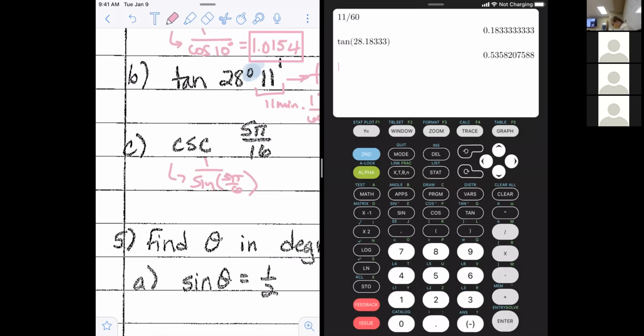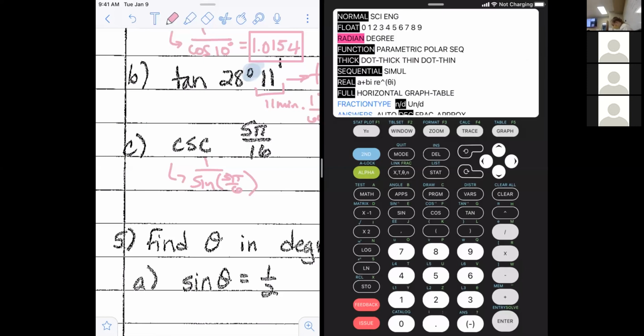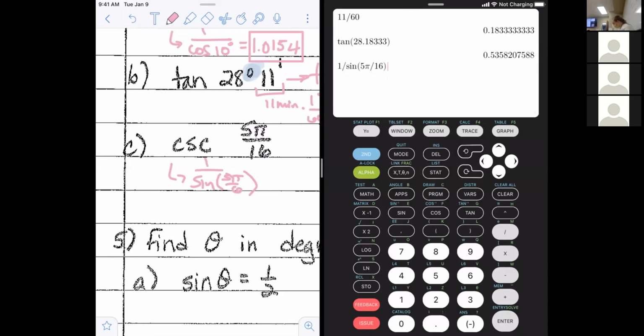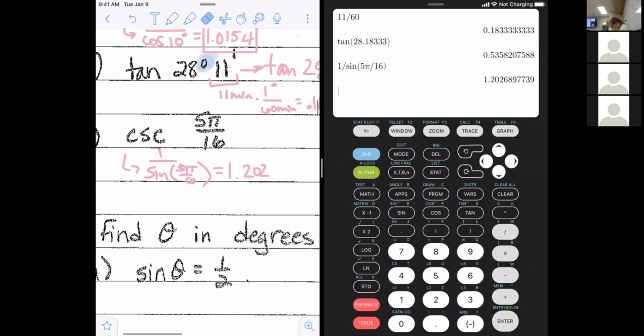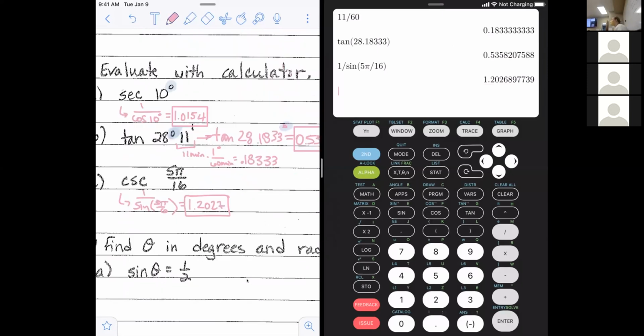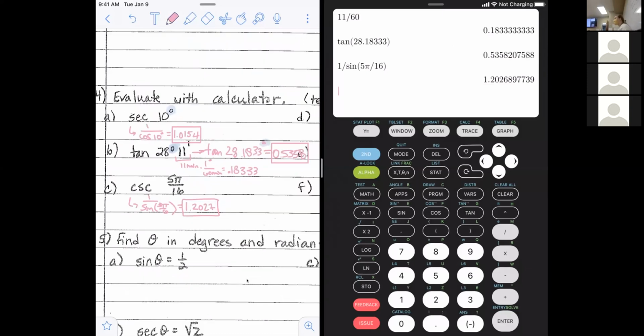1 divided by sine of 5 pi divided by 16, not 6, 16. That was almost another mistake. And I am in radians, so I just press enter, and I get 1.2027. Oh yeah, sorry, Bill. Are you in radians?